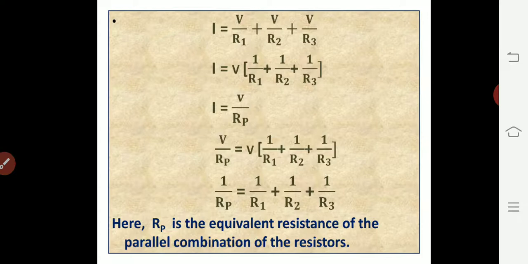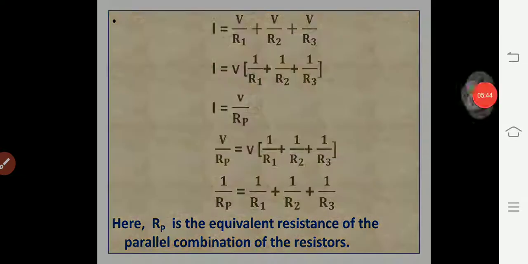So that is Rp, the equivalent resistance in parallel. So 1 divided by Rp equal to 1 divided by R1 plus 1 divided by R2 plus 1 divided by R3. Here Rp is the equivalent resistance of the parallel combination of resistors.